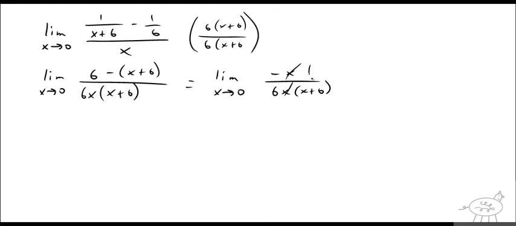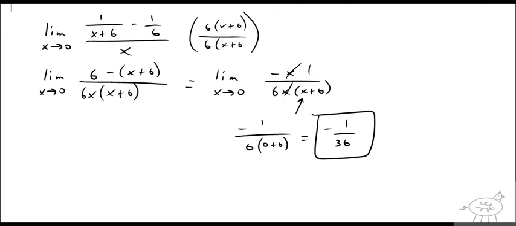Now I can do direct substitution because I don't have that x anymore. That was our key, to get rid of that x. This x is okay because I'm going to add 6 to it. So I wind up getting, with direct substitution, negative 1 over 6 times 0 plus 6, or negative 1 over 6 times 6, which is 36. And that's it. Okay? Pretty easy. A lot of different types of problems, but it's just a matter of manipulating it so you can do direct substitution.